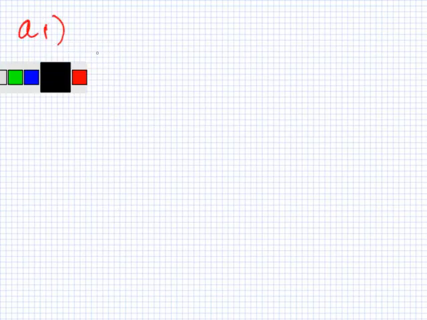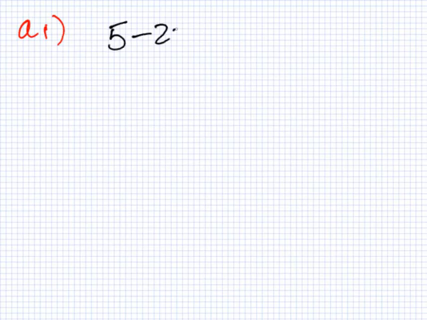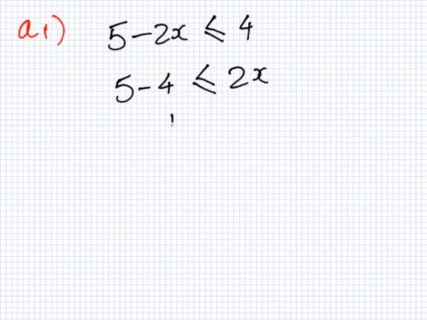A part 1. Can you read out the inequality, please? What was it? 5... 4. Okay. So you should have here 5 minus 4 smaller than or equal to 2x. 1 smaller than or equal to 2x. X should be bigger than a half.